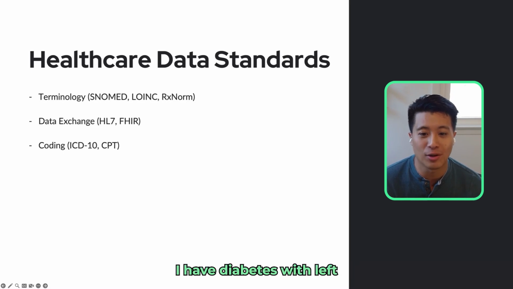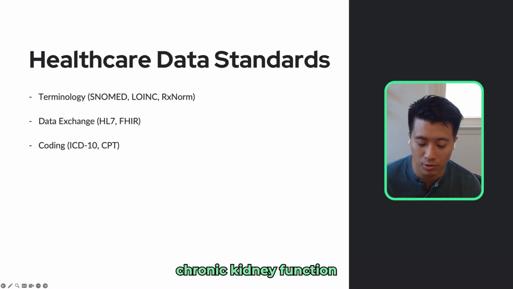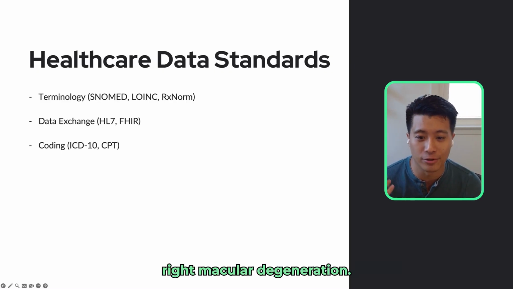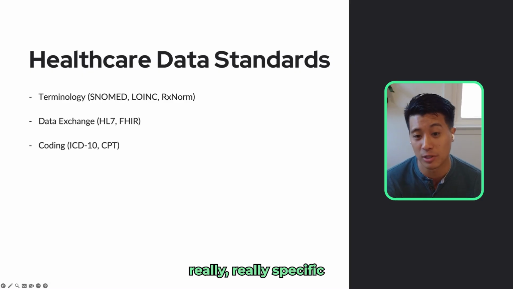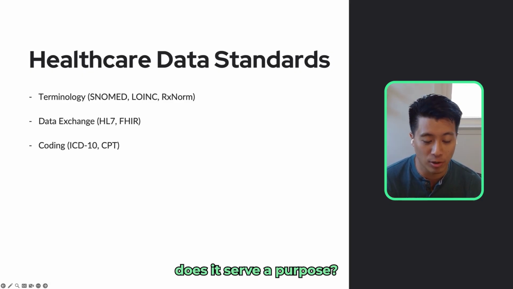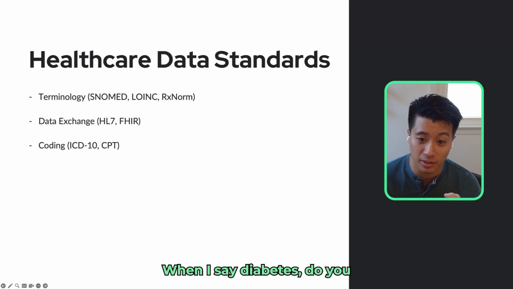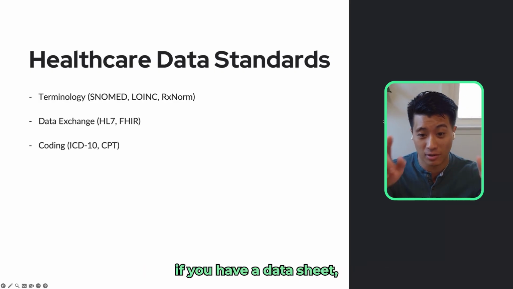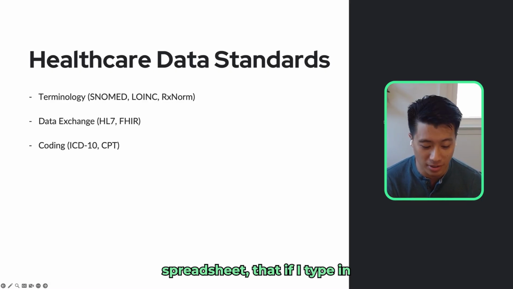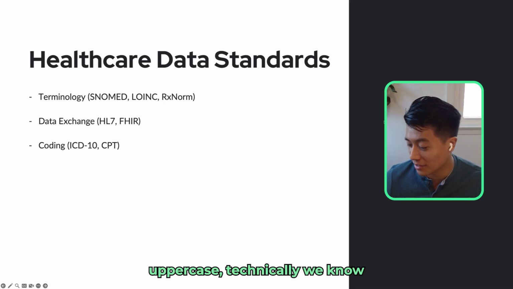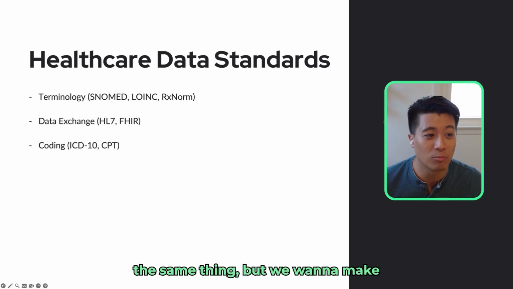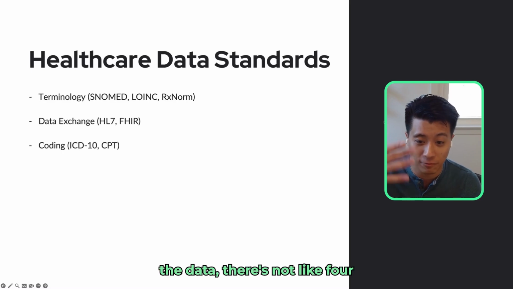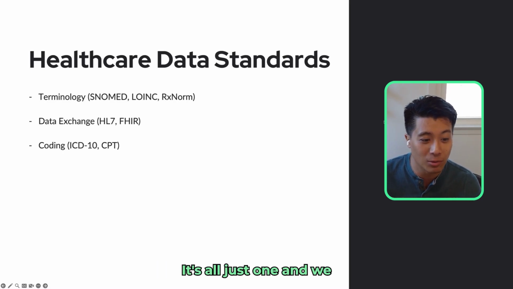Diagnosis codes, how specific? I have diabetes with left chronic kidney function that's reduced with right macular degeneration. You can sometimes get really, really specific with your diagnosis codes, but the point is that those serve a purpose. Are we all speaking the same language? When I say diabetes, do you understand diabetes the same way? As a quick example, if you have a data sheet, thinking of your Excel spreadsheet, if I type in diabetes with a lowercase and you type in diabetes with an uppercase, technically we know that they're supposed to mean the same thing, but you want to make sure that there's a standard. We should always write it this way so that when we collate the data, there aren't four different ways to spell diabetes. It's all just one, and we should all count them the same.